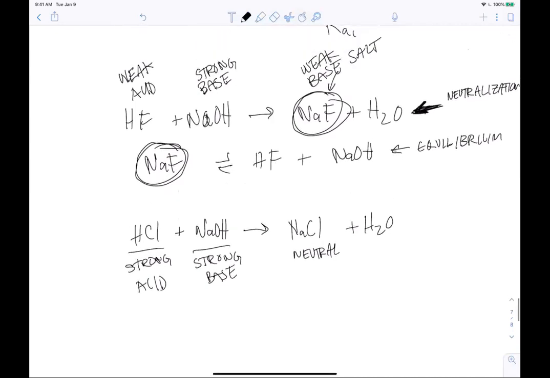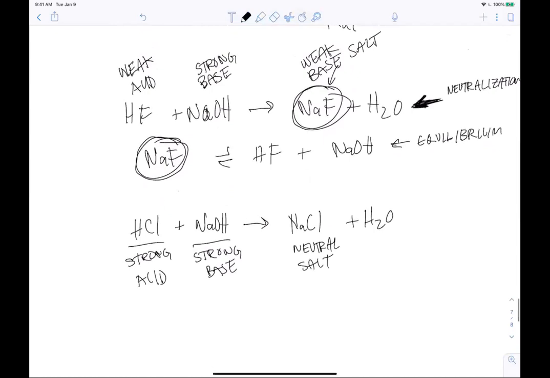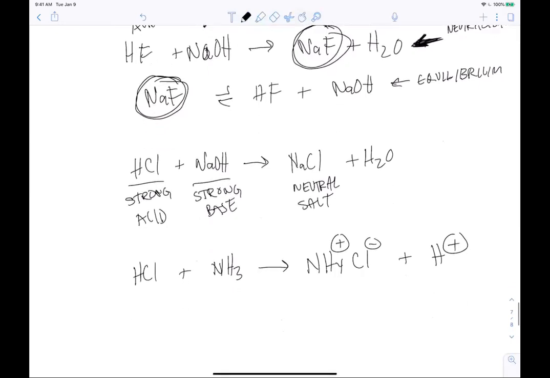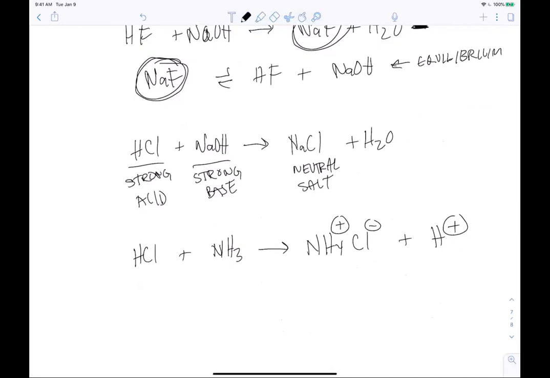So the situation where you'd have an acidic salt would be, let's say you had a strong acid and a weak base, like ammonia. Then you would form, this is your NH3 plus a proton, so it becomes NH4 plus, ammonium, forms with Cl minus plus H plus over here. Wait, I screwed that up. No, that's it. It doesn't form anything else. It's just the two come together.